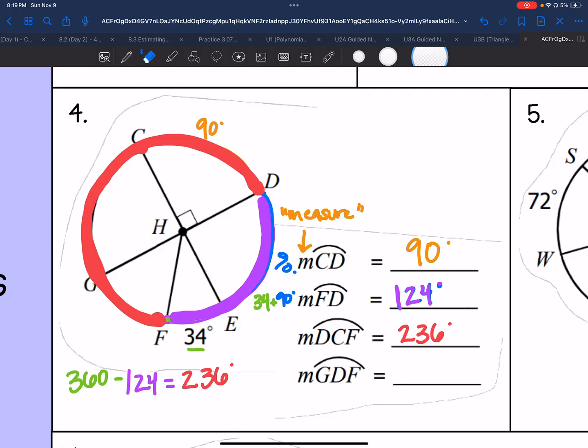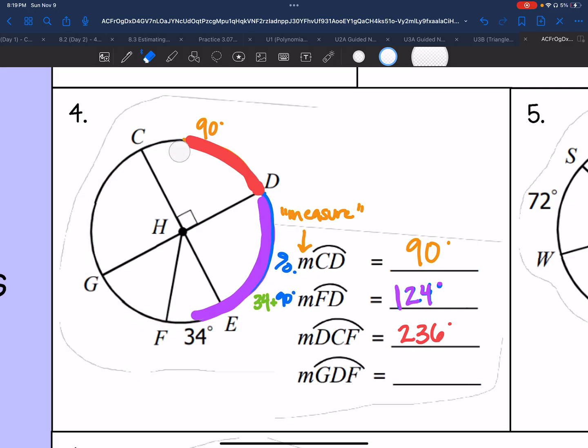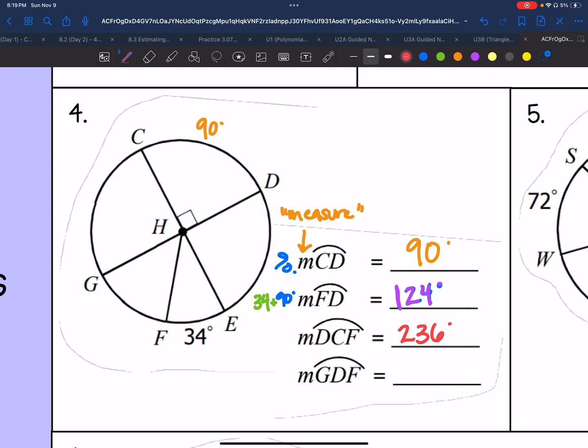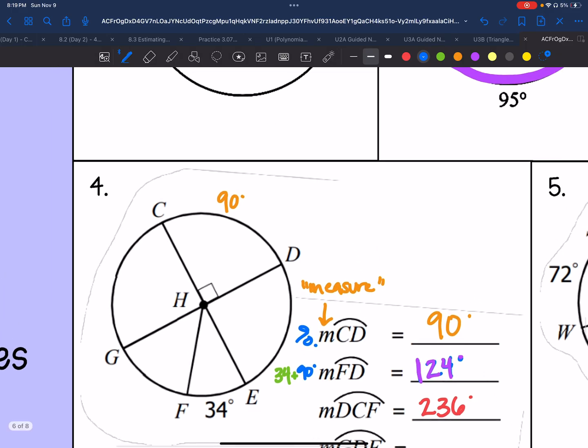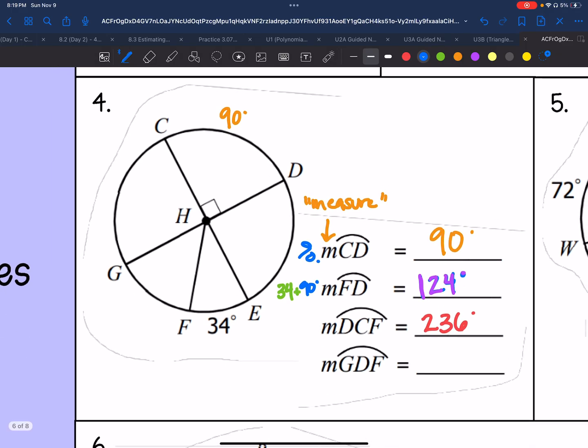And then last but not least on this particular problem, we are going to find GDF. So we know this is 90, this is 90. Okay, so I'm going to identify or outline first. If I go from G to D, and then to F. Remember, we have to go in that order.